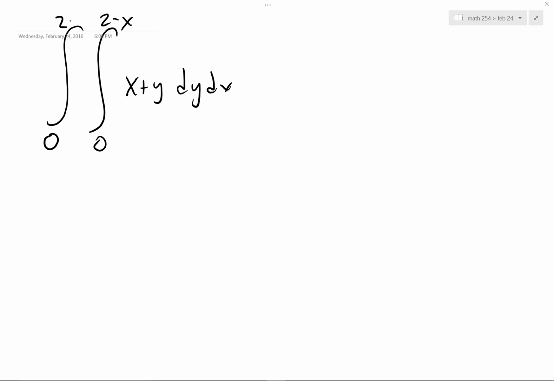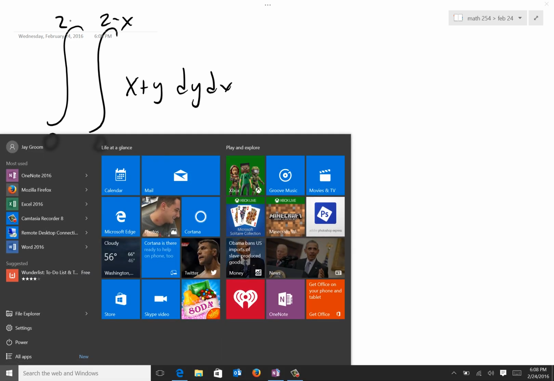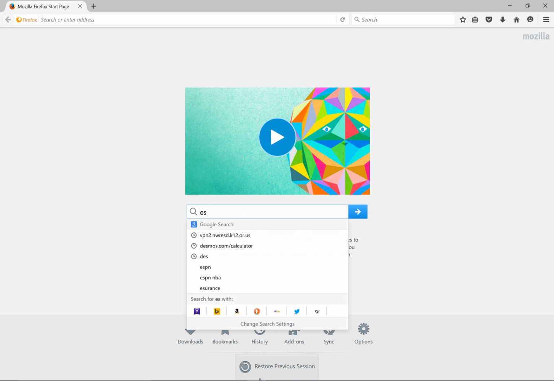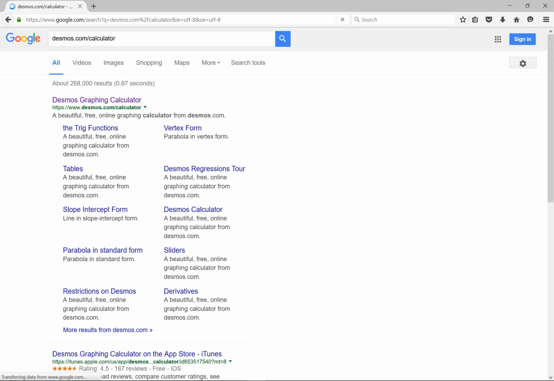Now, this one is pretty easy to sketch because I've been teaching math for quite some time now. But if you've not been teaching math for a while and you don't trust yourself, well then for God's sake, get a calculator and graph it, okay?